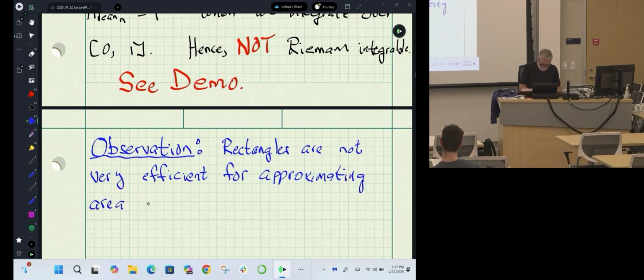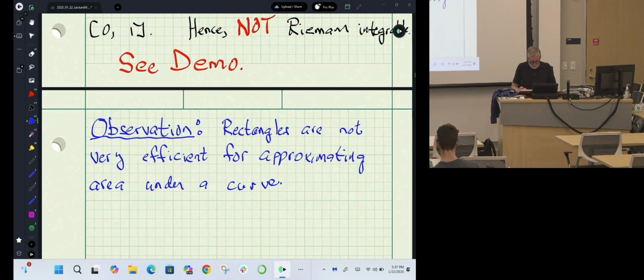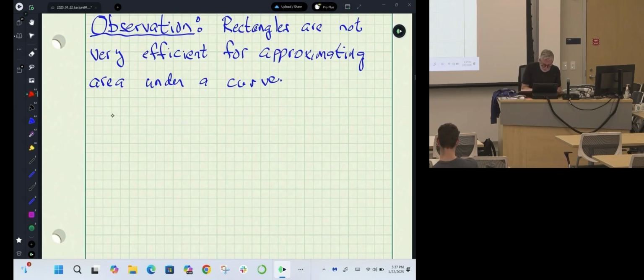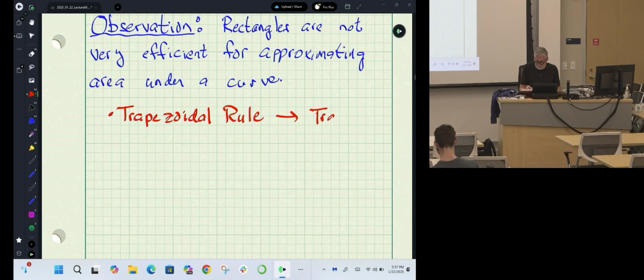Approximating area under a curve. So we're going to look at two different methods, the trapezoidal rule that I just call trap Z. It's just easier, okay, more fun. It makes it seem modern and cool if you call it trap Z, okay? And Simpson's rule.